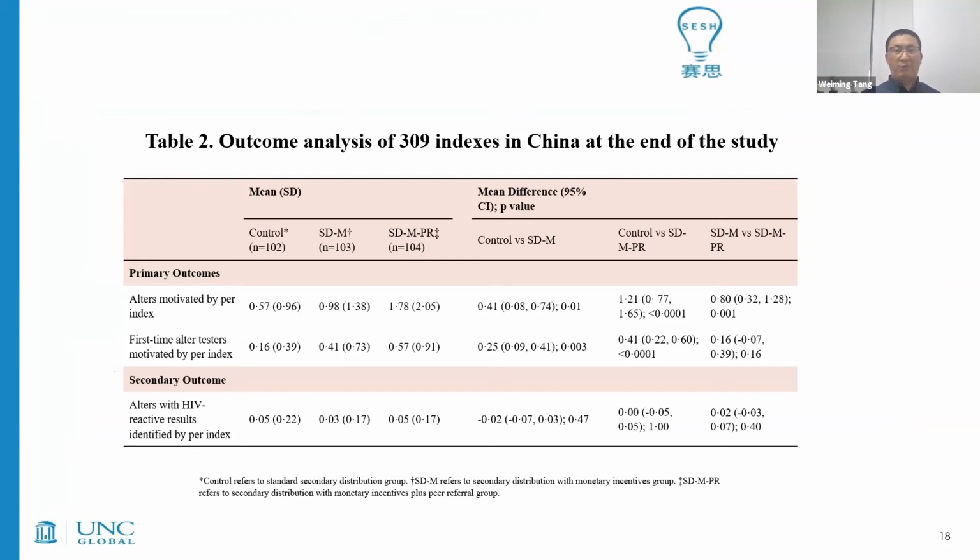Based on our just finished trial, we can see that both the mandatory incentive and the peer referral successfully motivated more secondary distribution of HIV self-testing. For example, compared to the control arm, mandatory incentive almost doubled the number of authors motivated by index MSM, and the peer referral plus mandatory incentive arm almost tripled the effect, which means each index MSM successfully motivated about 1.8 people for HIV self-testing. And they also motivated more people, sorry, more new testers for HIV self-testing.